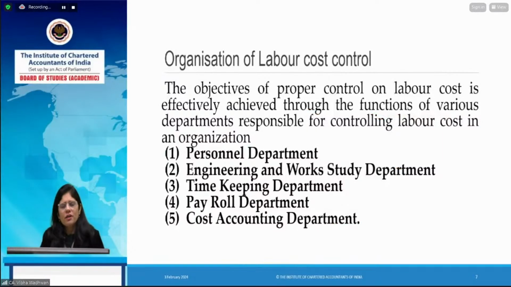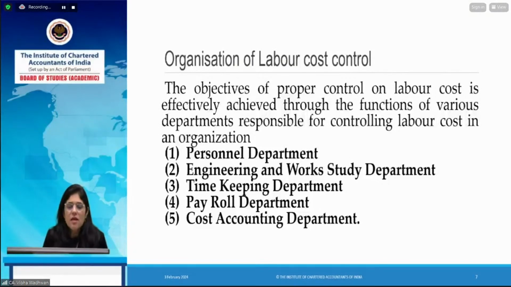So now, organization of labor cost control. We are talking about labor cost control. There are many departments who work towards the objective of labor cost control. There's complete coordination amongst all the departments. The first prerequisite is that there should be coordination among all the departments. Then only we can control the labor cost.